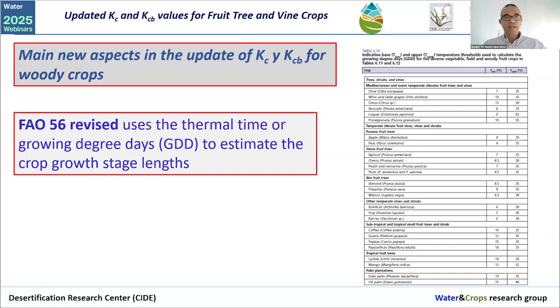Finally, another novelty or new aspect that is included in FAO 56 revised has been pointed out previously by Dr. Pereira, Dr. Paredes. The new FAO 56 revised uses the thermal time or the growing degree days to estimate the crop growth stage length. To this end, a table is presented with the base and upper limit temperatures for GDD calculations.